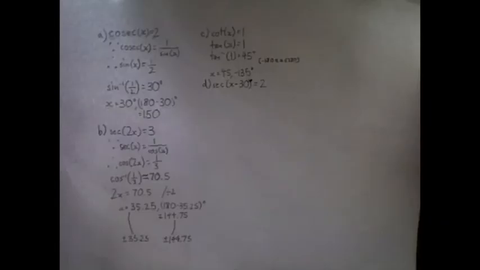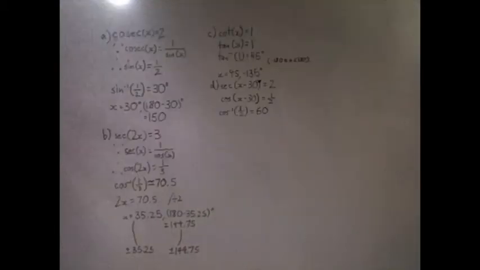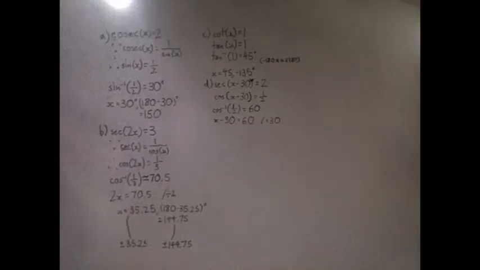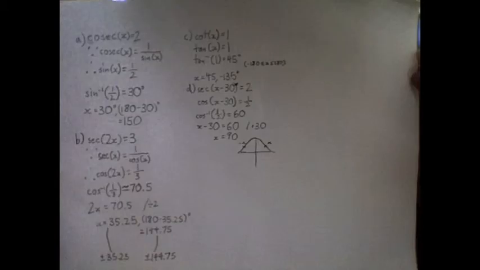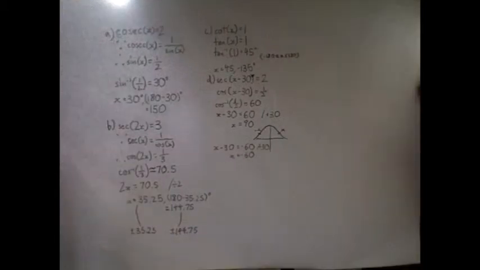Now for d, which is sec x minus 30 equals 2, again, it's the same thing. You convert sec into cos, which is 2 to 1 over 2. Then you input it, which is 60. Then you have to solve the equation, so you have to add 30 to both sides, which is 90. Now, because there are two solutions, you also need to solve the equation with minus 60 on the right hand side. So the other solution is x equals minus 30.